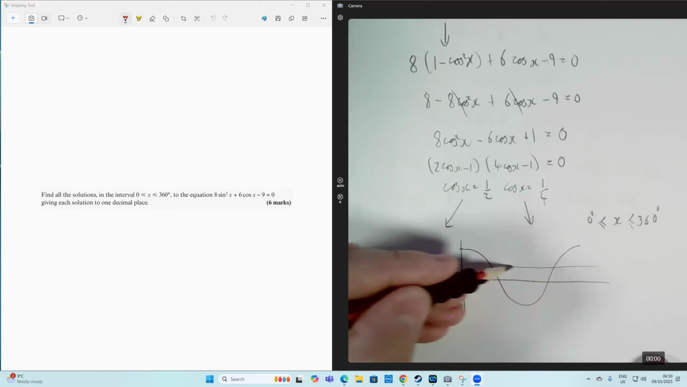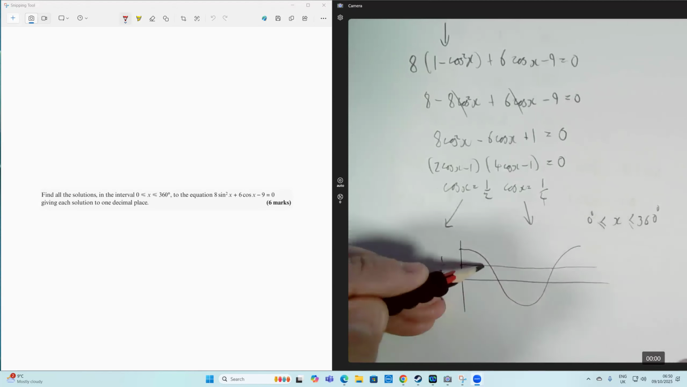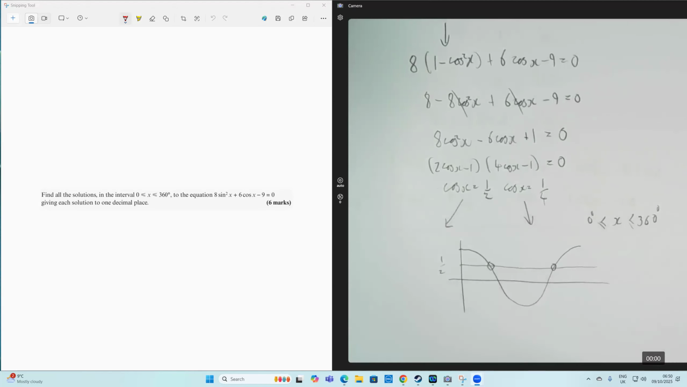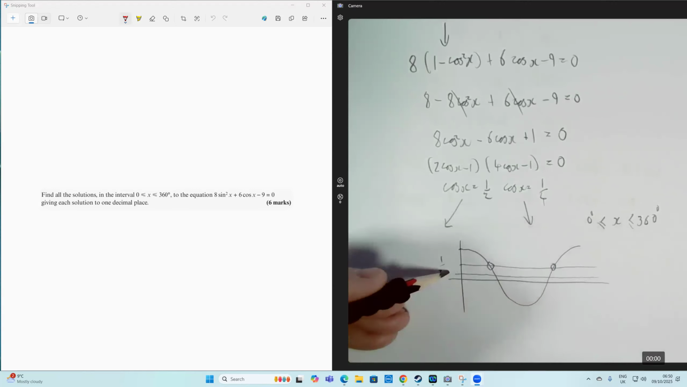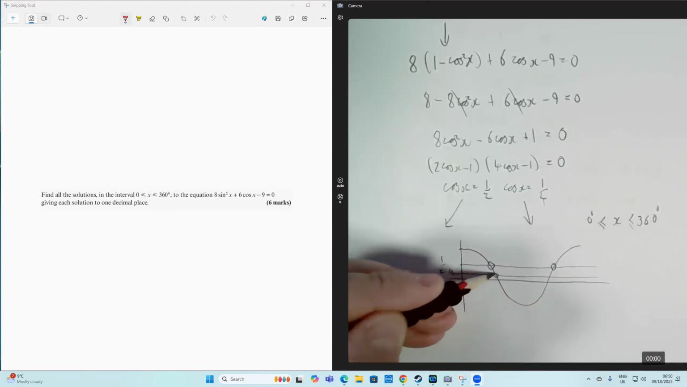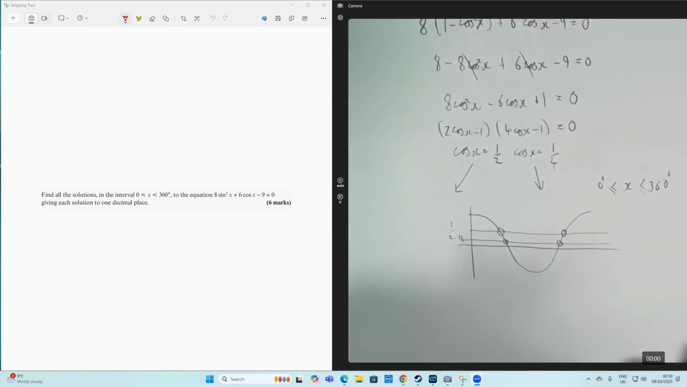So if I draw on a line there at about a half, I can see I have these two solutions, and we have also a quarter. Draw another line on, which is meant to be a quarter, and we can see we have another two solutions. So let's deal with this one first. So if we do inverse cos of a half, to see what our principal value is, we get the value of 60.